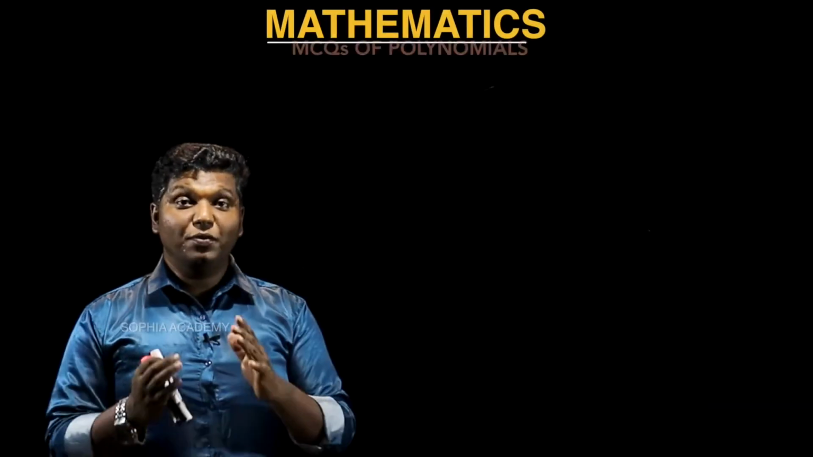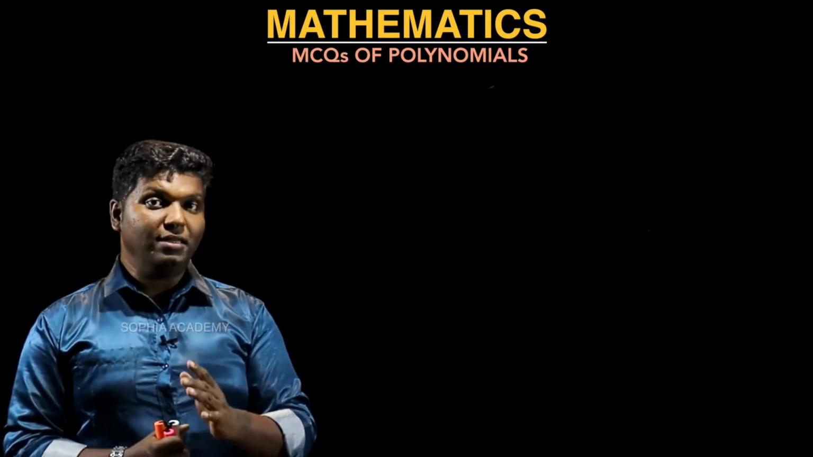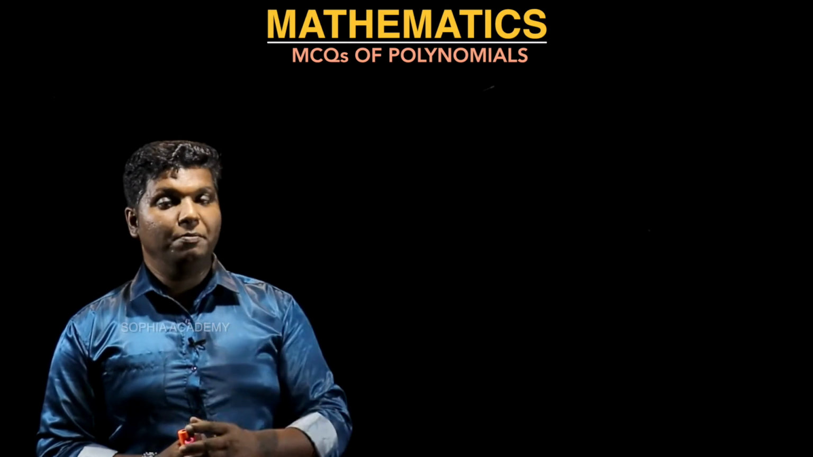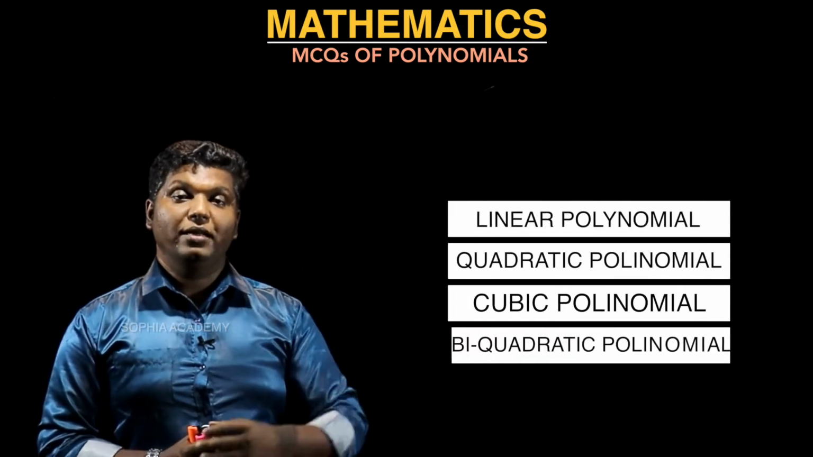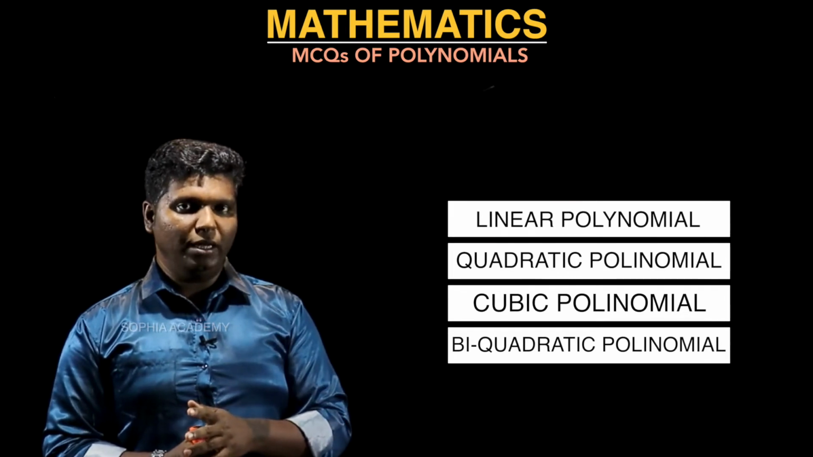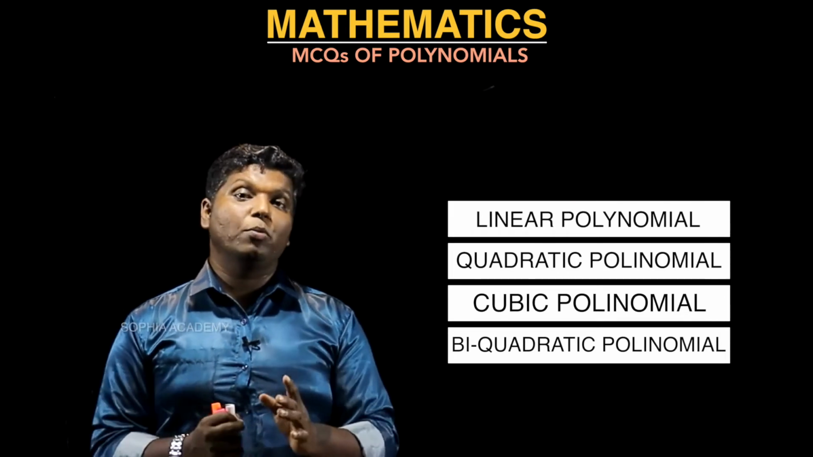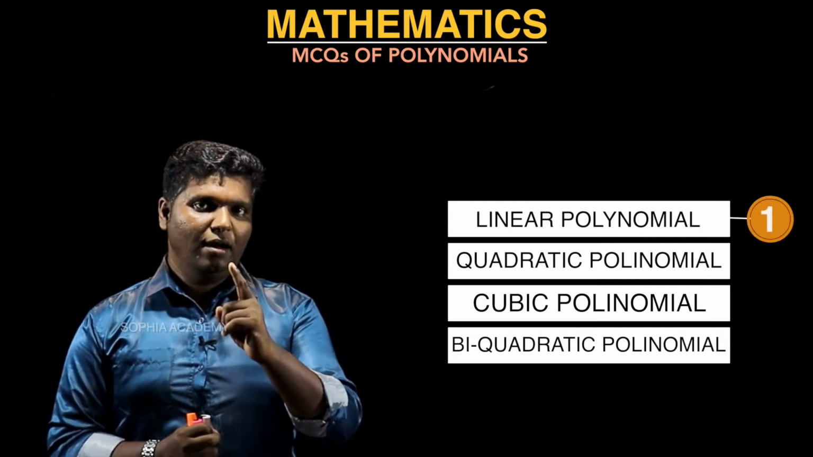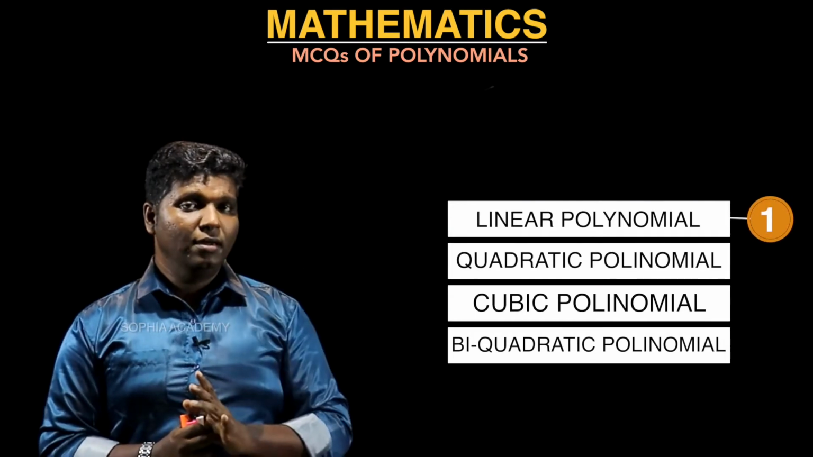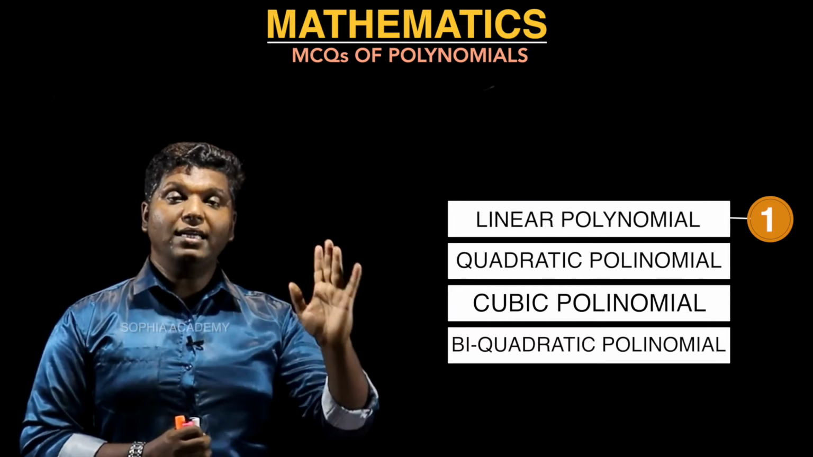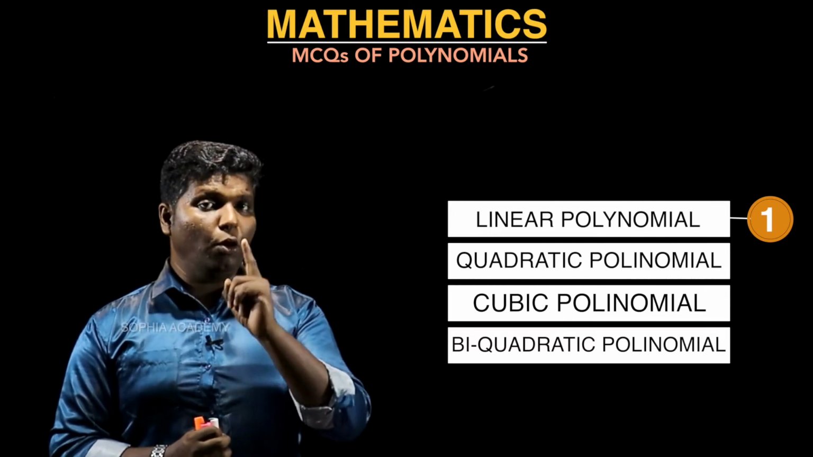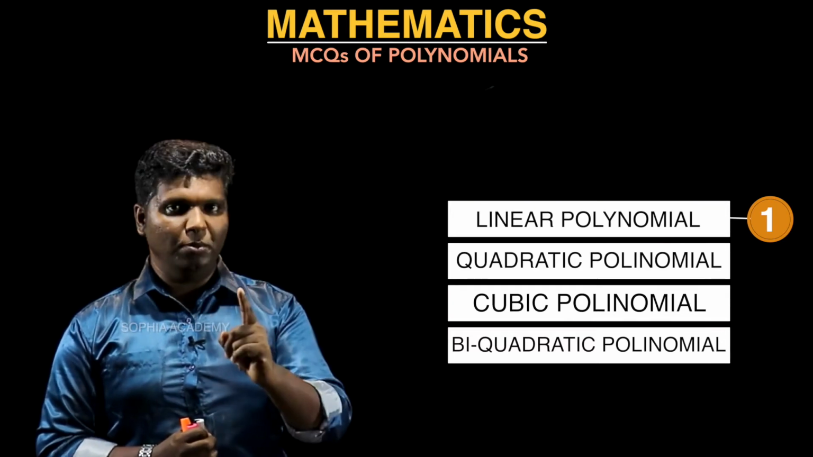So students, as we already know what polynomials are, right? We have studied about polynomials. There are different types of polynomials, namely linear polynomial, quadratic polynomial, cubic polynomial, biquadratic polynomial. A linear polynomial is a polynomial whose degree is 1. How can you understand that a polynomial has degree 1? Just by seeing the highest power of the given polynomial. The highest power of the given polynomial is what we call the degree of the polynomial.